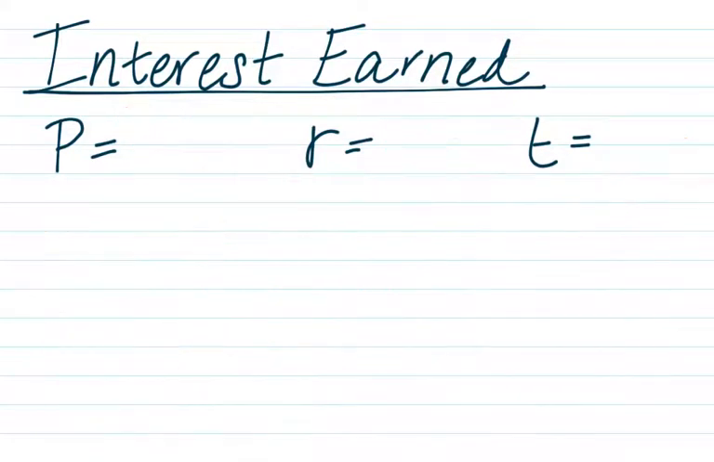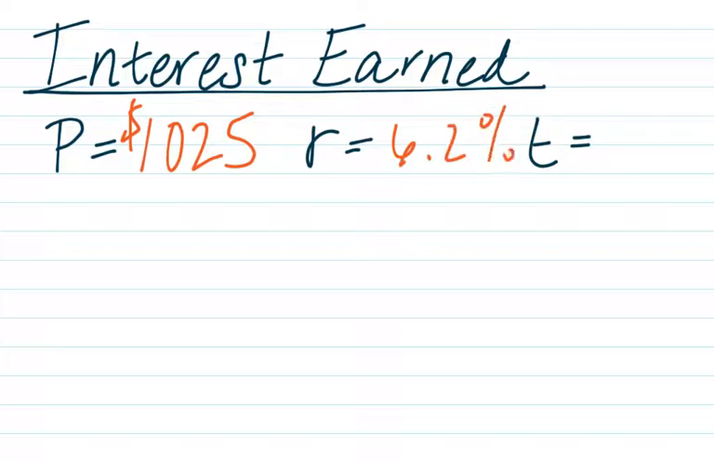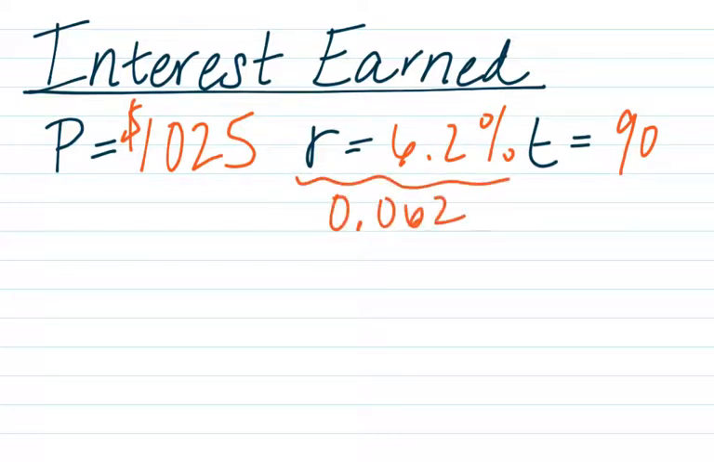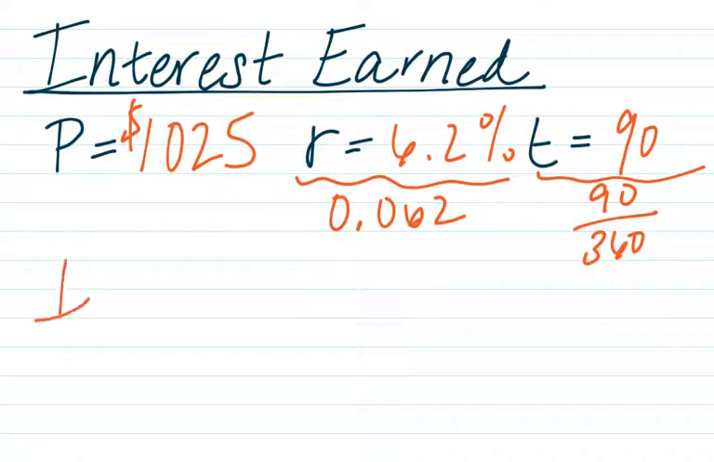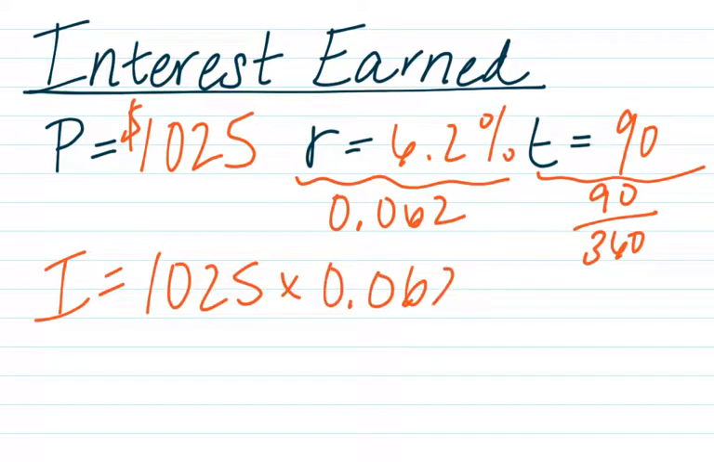Let's do another. Our principal is $1,025. Our rate is 6.2%, and our time is 90 days. So our rate, we're going to write as a decimal, 0.062. Our time, we're going to write as 90 out of 360. And remember, this is based on that banker's rule. Okay, so then our interest equals 1,025 times 0.062 times 90 over 360.